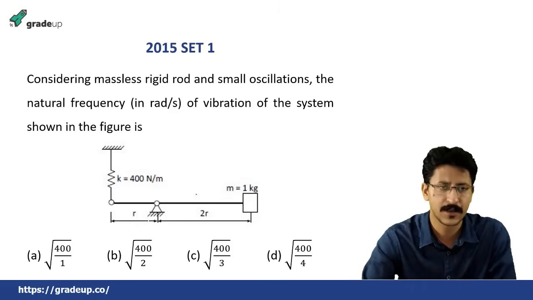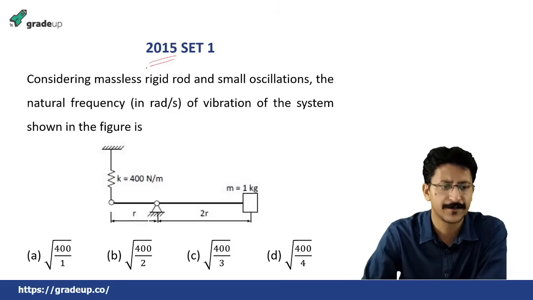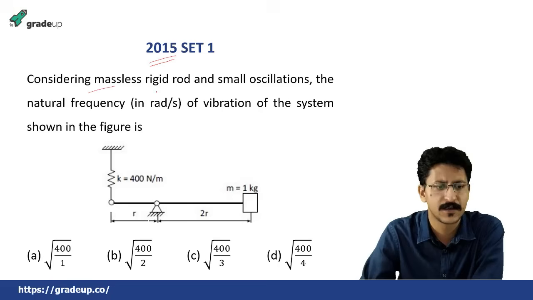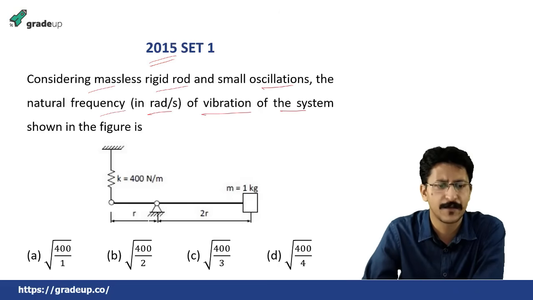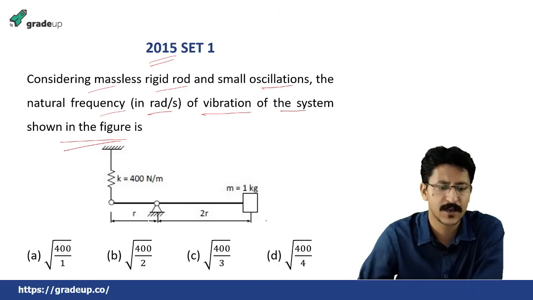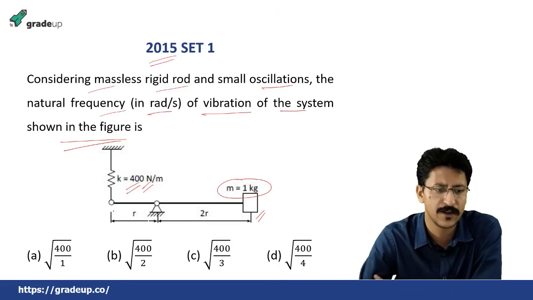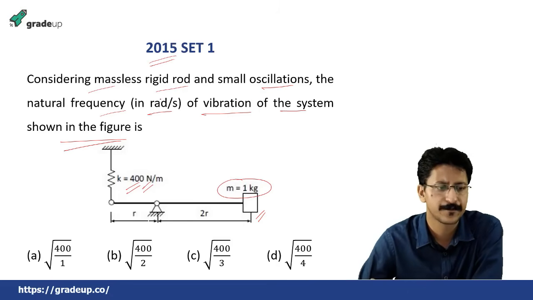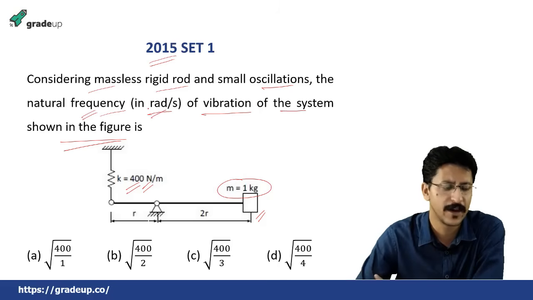Question number 1, asked in 2015 set 1. It says, considering a massless rigid rod and small oscillations, the natural frequency in radian per second of the vibration of the system shown in the figure is. This is a figure. A 1 kg mass is attached at a distance of 2r from this hinge point, and there is a spring at a distance of r from this hinge point. The spring constant is given as 400 Newton per meter and the mass is given as 1 kg. We need to find the natural frequency of this system in radian per second.